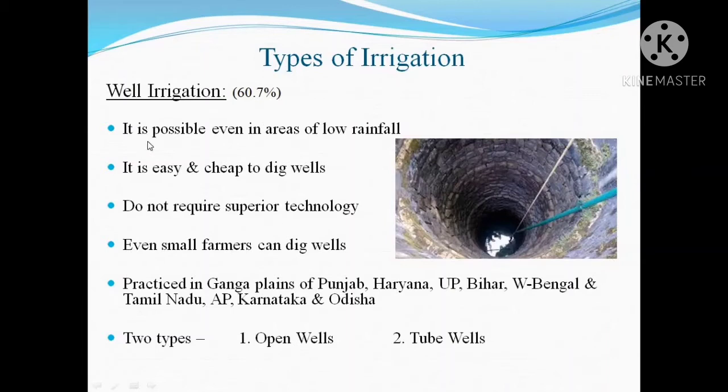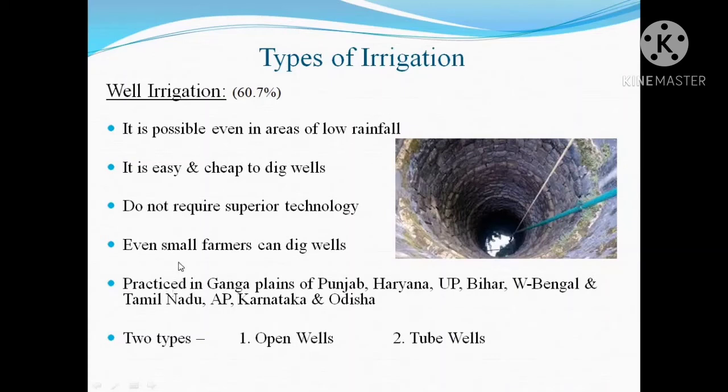So well irrigation is a very important one and is becoming famous because it's possible even in areas of low rainfall. And it is easy and cheap to dig a well, not like canals, tanks, etc. Very easy. Wherever you want, you can dig the well. It does not require superior technology. Ordinary technology is enough. Even a small farmer can dig a well.